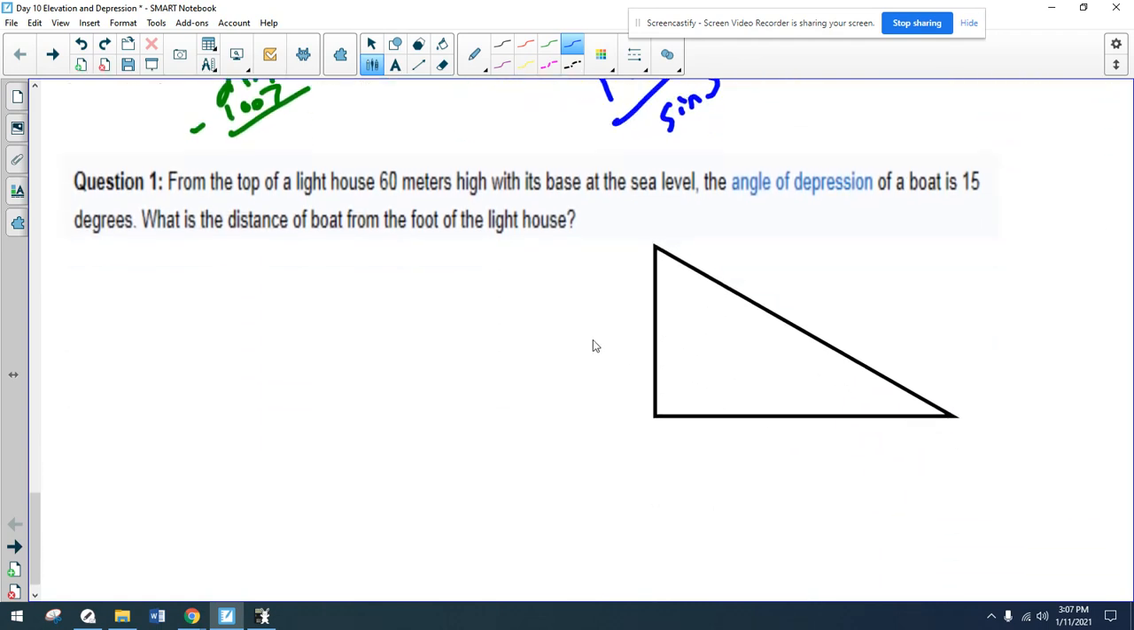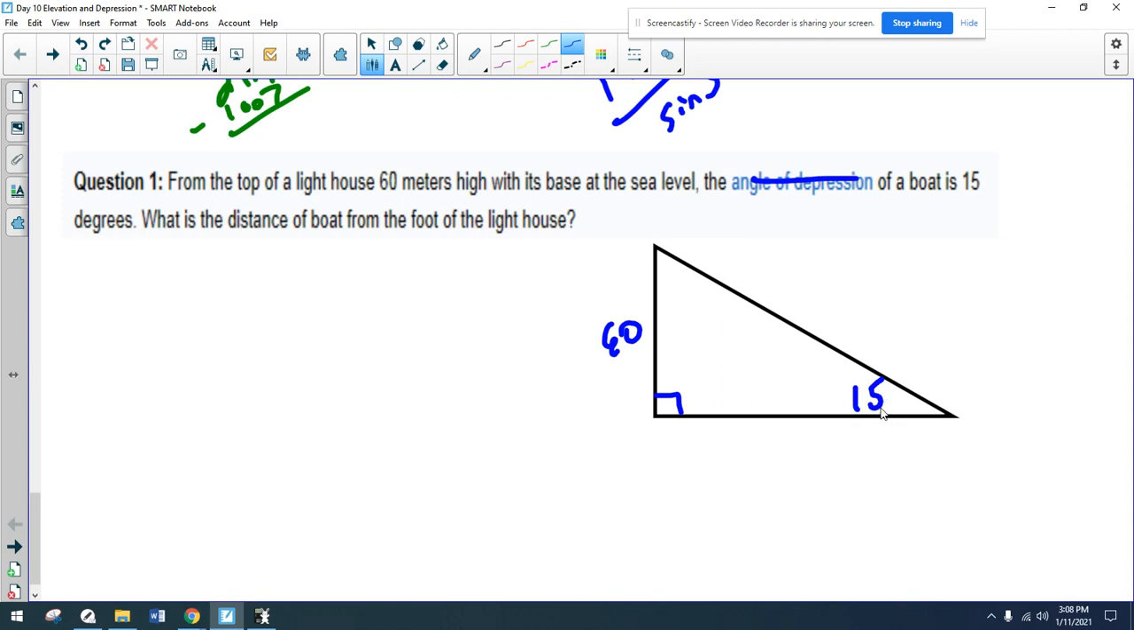So I did it here too. I just made a triangle. I've got my right angle in there. And it says from the top of a lighthouse 60 meters high. So if you're talking about height, that's going to be the tall one. And then the base is at sea level. And it says the angle of depression, which is irrelevant. It doesn't matter because it's always going to be the one on the bottom with that 90-degree angle.